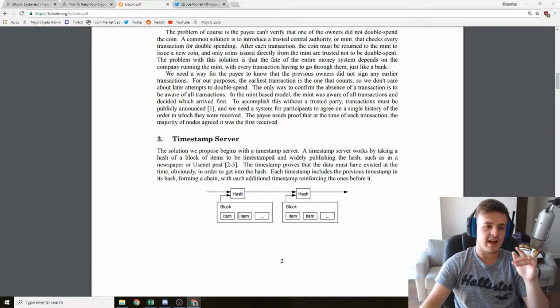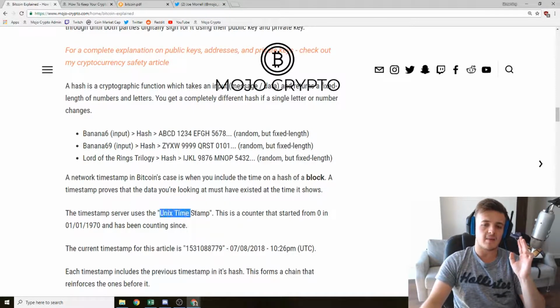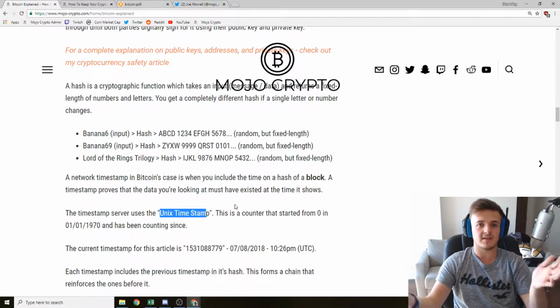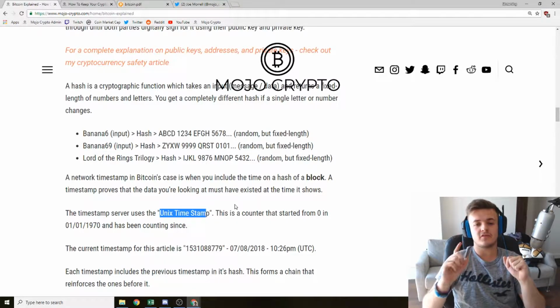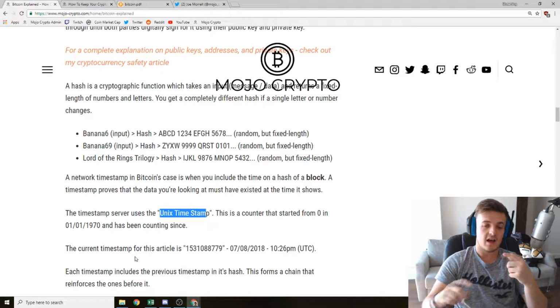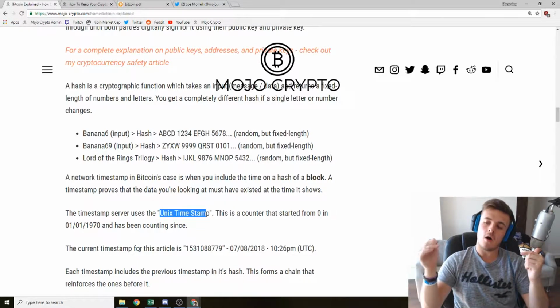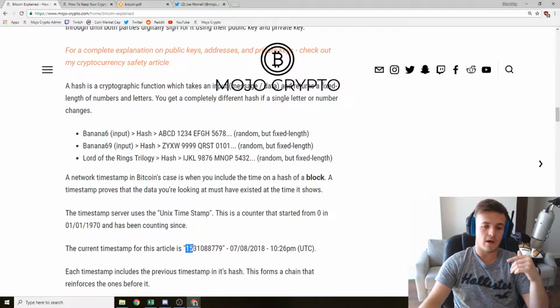So for me to understand it, I had to know what it actually meant when you were putting a timestamp into a hash. What they do is, it's called the Unix timestamp. So it's like the Unix time. The timestamp server for Bitcoin uses a Unix timestamp. So what is the Unix timestamp? Basically, on the 1st of January 1970, a counter started going from 0. Ever since the 1970s, a timer has been going up by 1 second. So if we go all the way to the 8th of July 2018 when I wrote this article, the current counter was at 1531088779, and that's been going up 1 second ever since. That's going to be a few numbers above that now, but not by much, because that was a few days ago. That's what a timestamp in Bitcoin's case is.